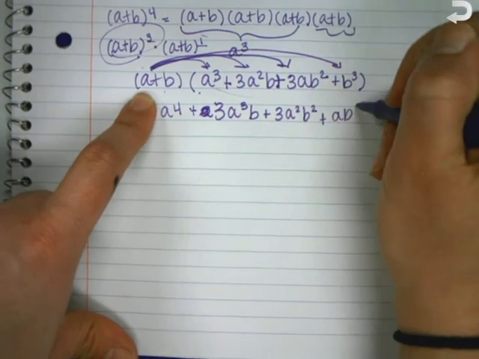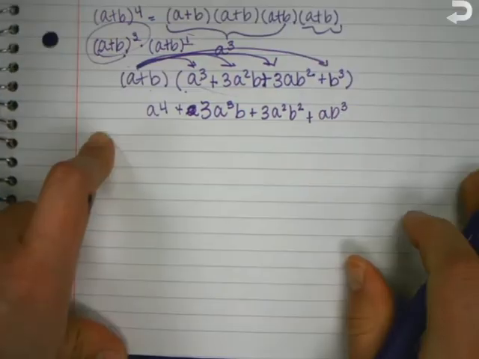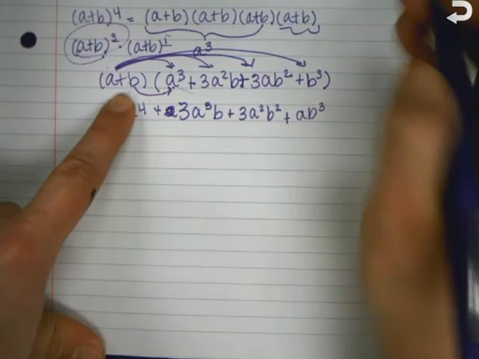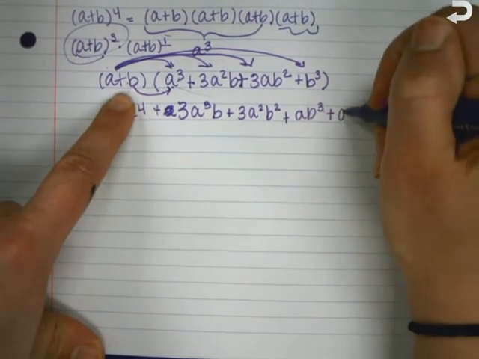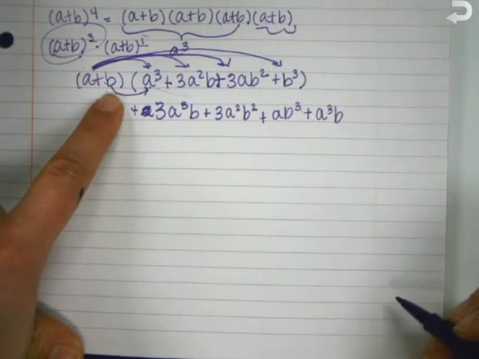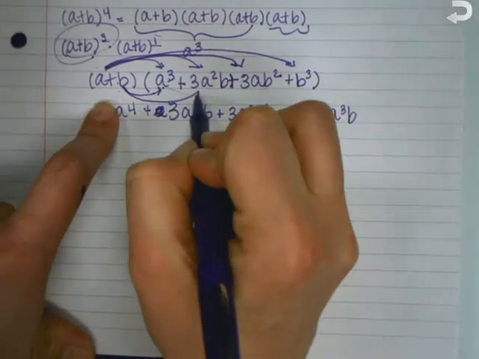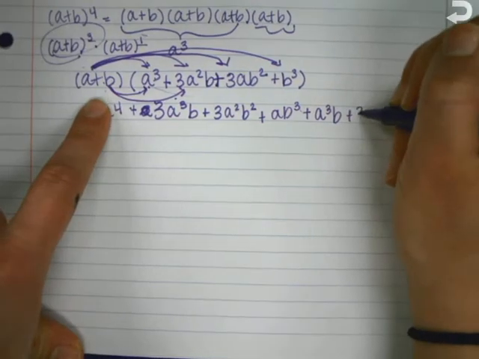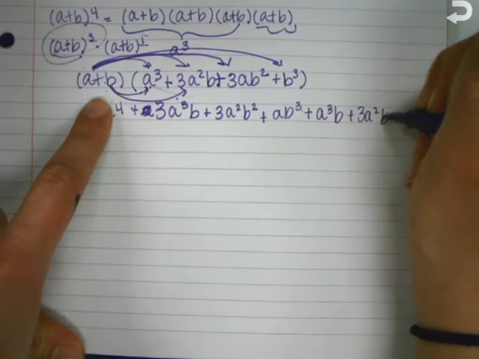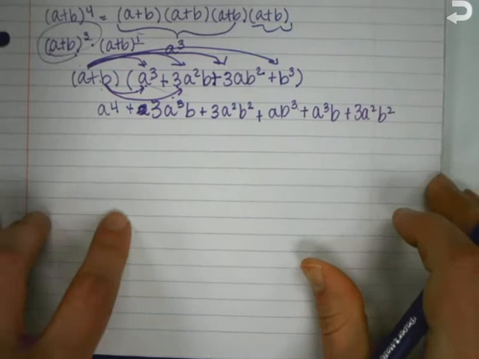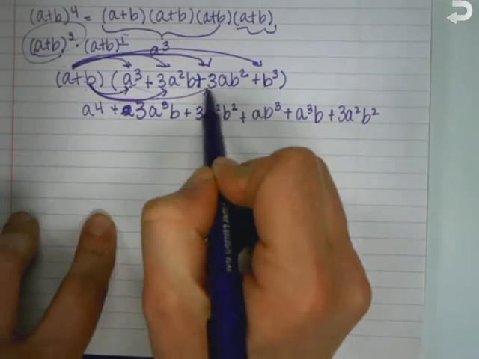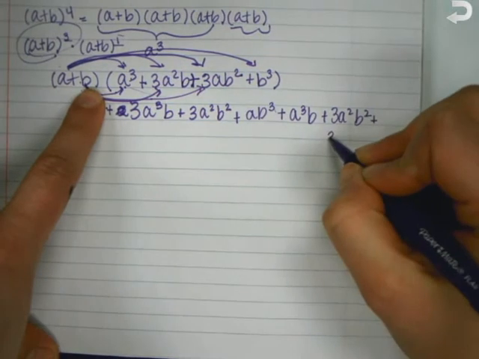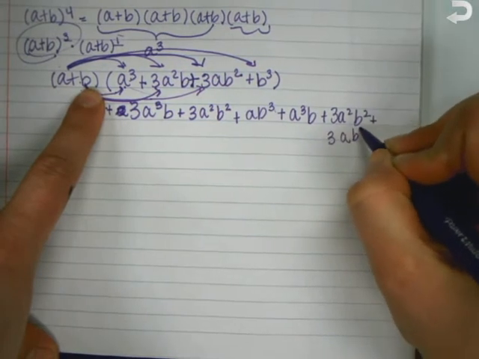A to the third plus b. That's a to the third b. B times 3a squared b, that's plus 3a squared b squared. I'm going to run out of room. B times 3ab squared, 3ab to the third. And b times b to the third, b to the fourth. Okay, let's combine like terms.